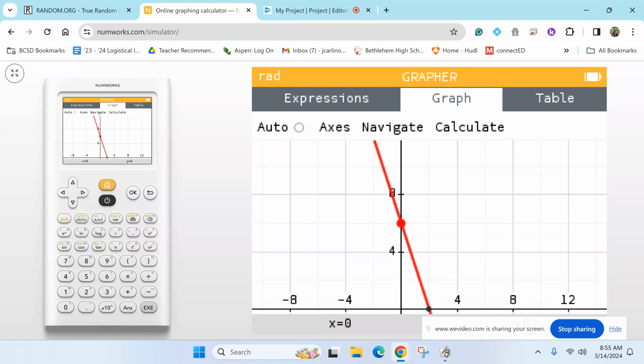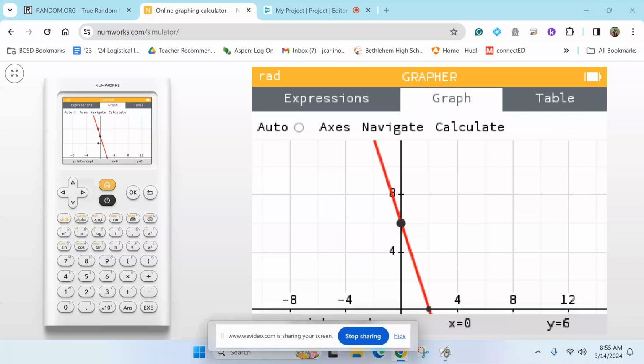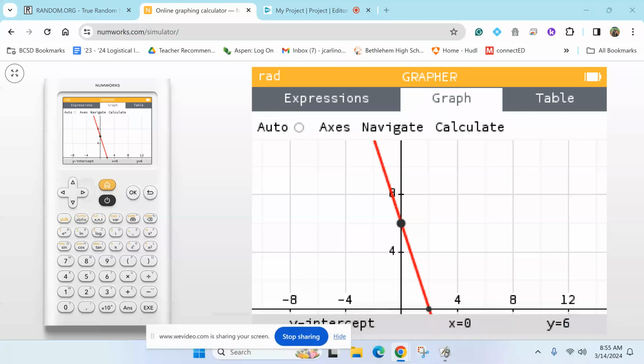And it says our center of dilation is (0, 6). Look on this graph. What do you notice about (0, 6)? It's on the line, isn't it? Right? So my center of dilation's on the line. What do you know about the dilated line?